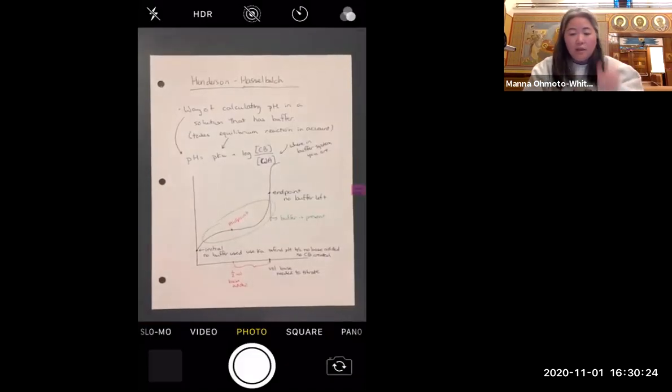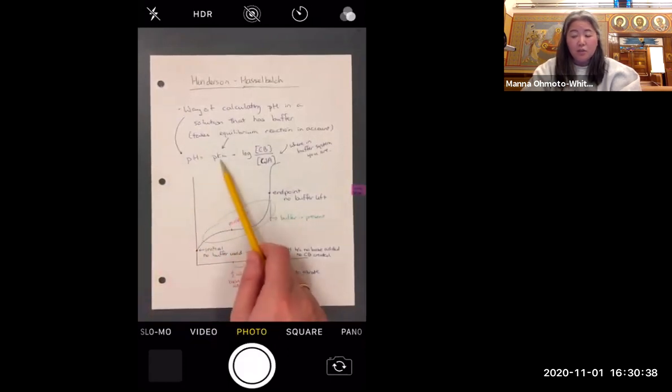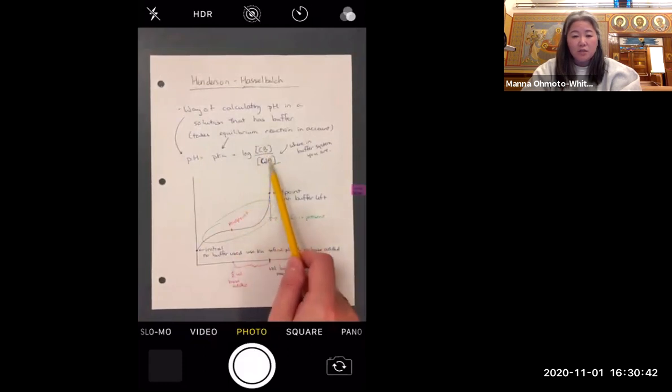Henderson-Hasselbalch is an incredibly useful equation for dealing with pHs in a solution that has a buffer, right? So it takes into account the equilibrium reaction that's there. The Henderson-Hasselbalch equation is pH is equal to pKa plus the log of the conjugate base concentration over the weak acid concentration. So this part of my Henderson-Hasselbalch equation takes into account where in the buffering system we are, right?